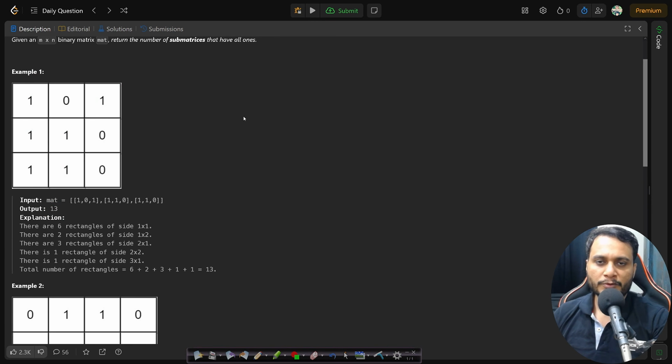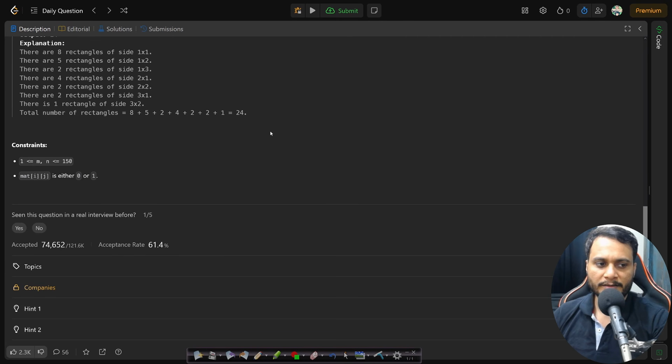So I hope the brute force approach is clear, and you can try the brute force approach. I think it might pass, but if you do the calculation for m square n square, it will exceed 10 to the power 8 number of computations. So if you have a more strict test case, then it should not pass, right? So we need something better than m square n square.